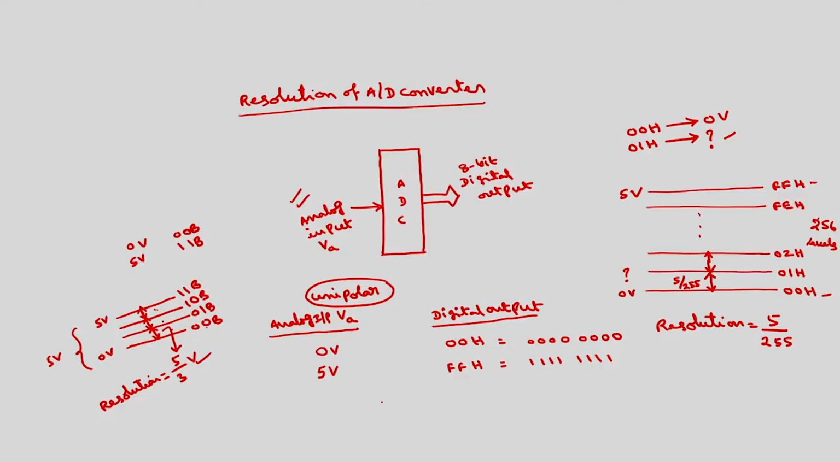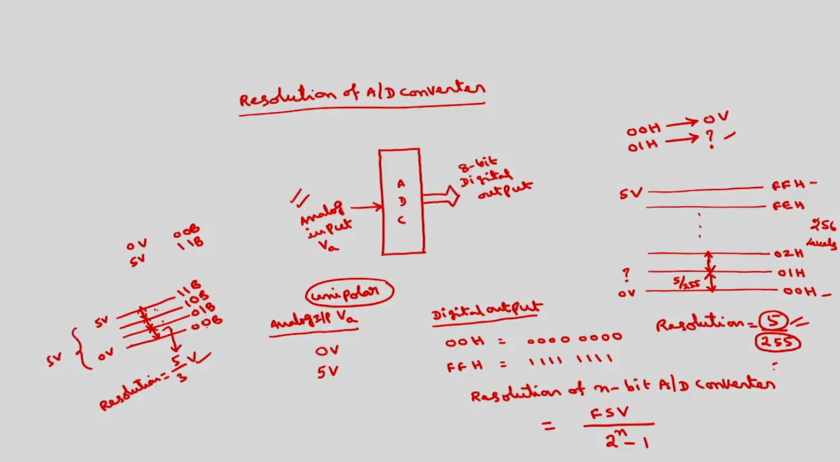So in general, the resolution of an n-bit A to D converter can be represented mathematically as the full scale voltage divided by 2 raised to the power of n minus 1. In this case, full scale voltage is 5 volts and this 255 is nothing but 2 raised to the power of 8 minus 1, because the number of bits is 8. 2 raised to the power of 8 is 256, minus 1 is 255.